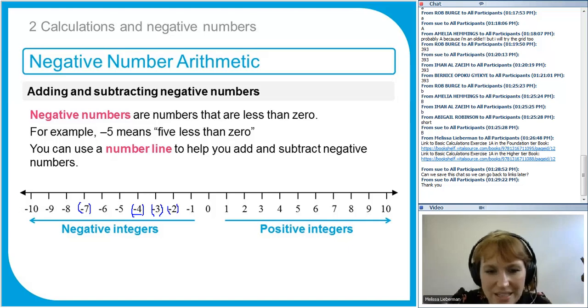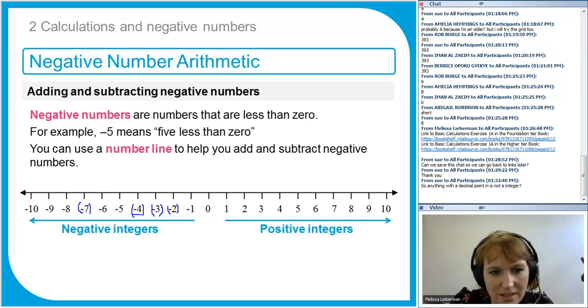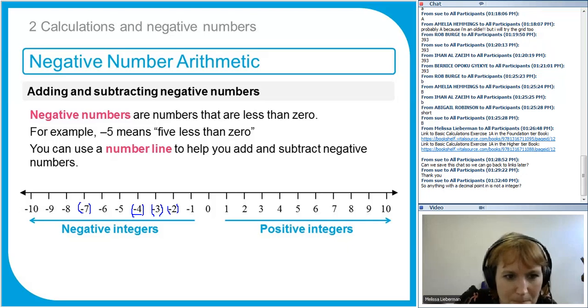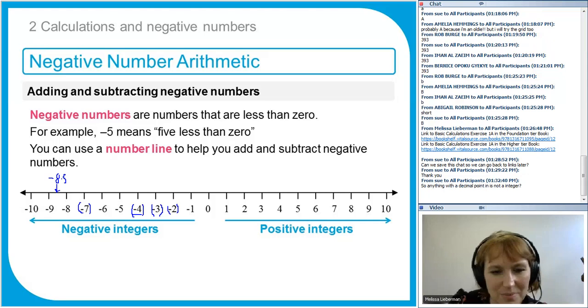Now on this number line I've got integers, but you can have any number on this line. There's infinitely many numbers between 0 and -10. So I could have this number here, halfway between -8 and -9 would be -8.5. So you can have decimals, you can have fractions, they can be negative as well. They're not integers, but just to say so that you don't think that we're leaving them out, you can have any number with a minus sign in front of it.